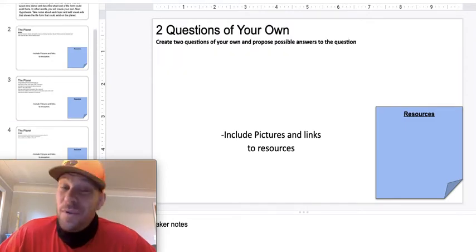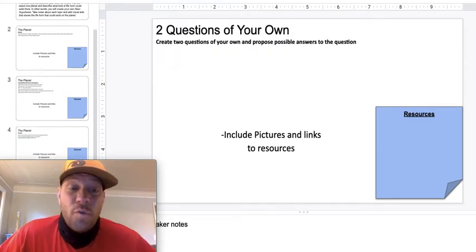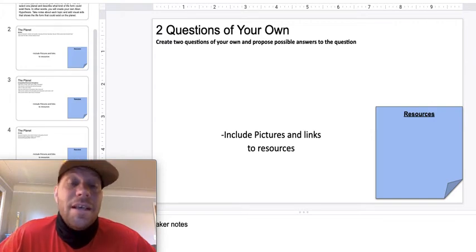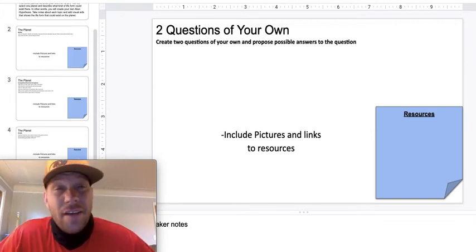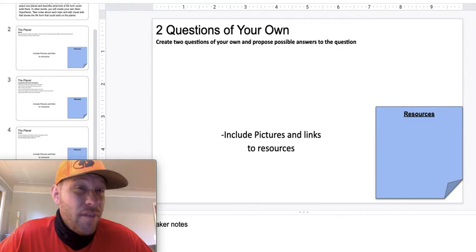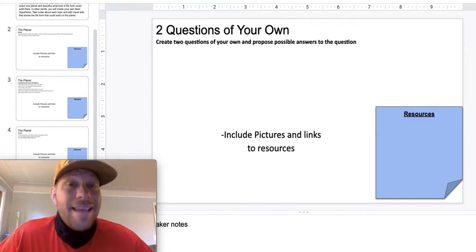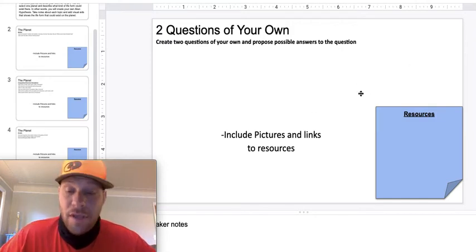And then this one, there's so much more to explore, so many interesting things. What other questions do you have about your planet or how something would live there? So create and answer your own questions on this slide.